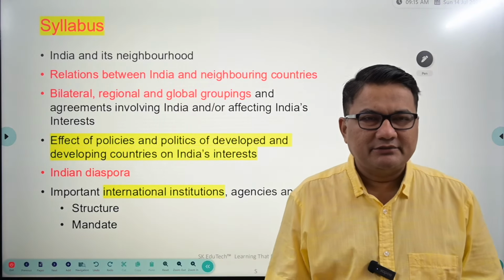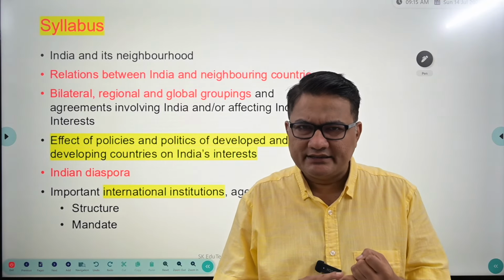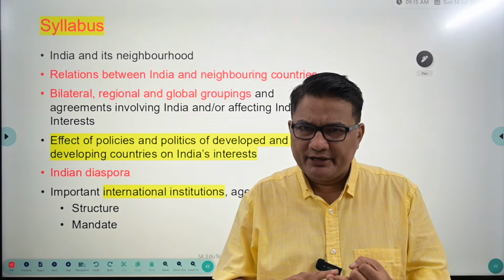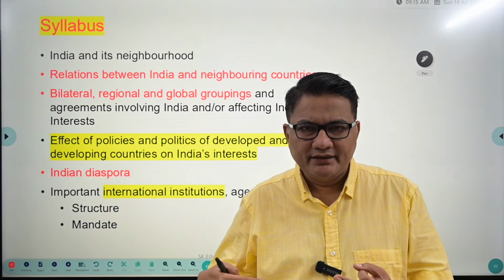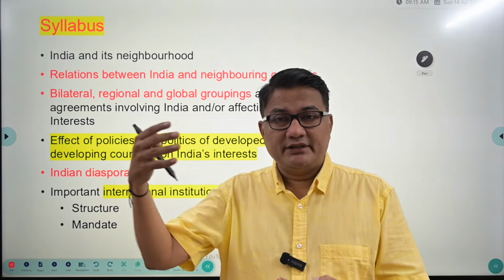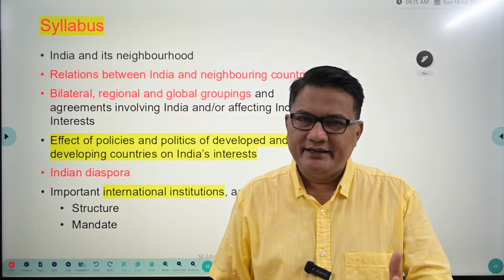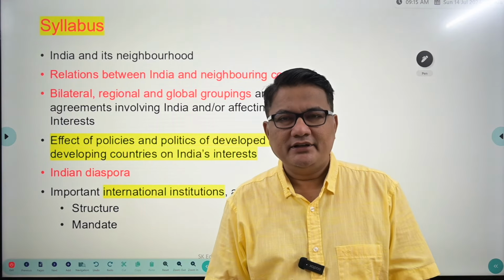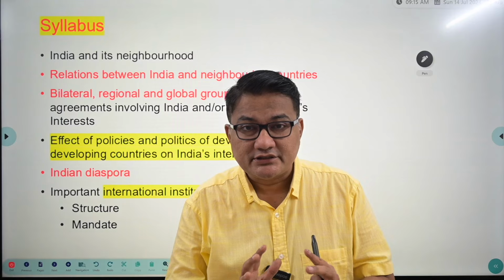This is what the syllabus of UPSC covers. First, India and its neighborhood, its relation with neighboring countries, then bilateral relations, regional and global groupings, then the effect of policies and politics of developed as well as developing countries on India, then Indian diaspora, and then important institutions. Now you may feel this syllabus is quite small. No, it's not like that.